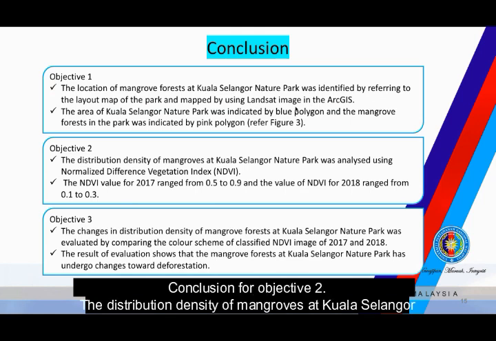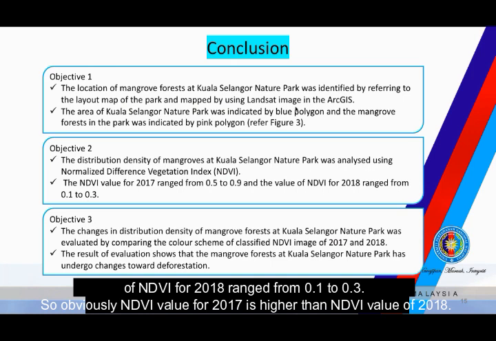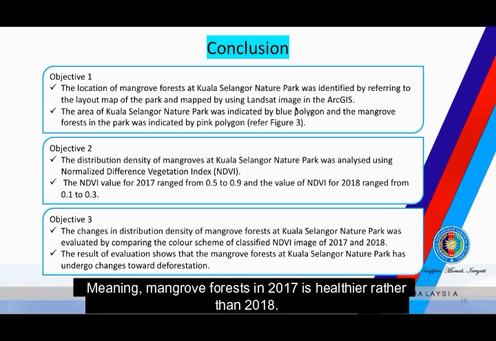Conclusion for objective 2. The distribution density of mangrove at Kuala Selangor Nature Park was analyzed using NDVI. The NDVI value for 2017 ranged from 0.5 to 0.9 and the value of NDVI for 2018 ranged from 0.1 to 0.3. So obviously NDVI value for 2017 is higher than NDVI value of 2018, meaning mangrove forest in 2017 is healthier than 2018.